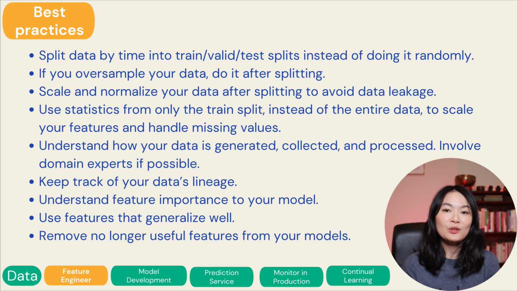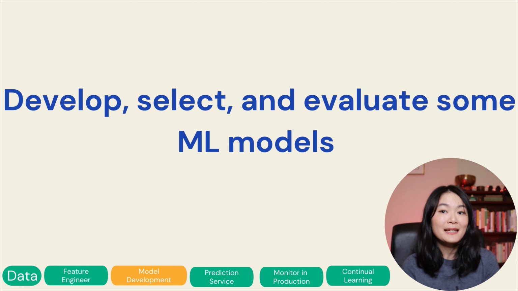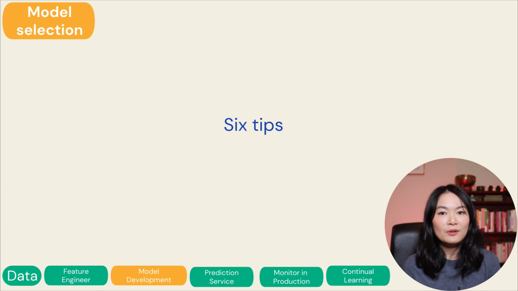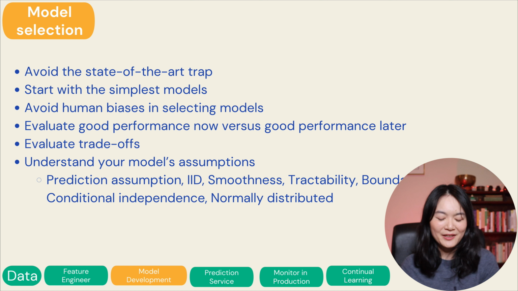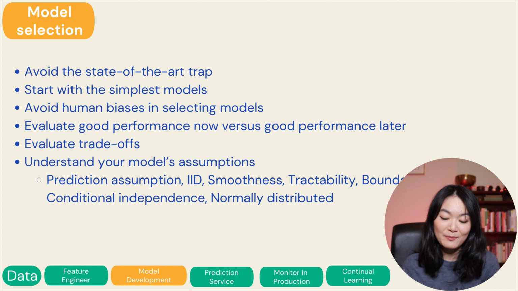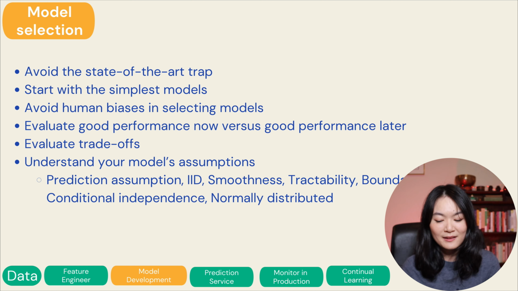So after creating your training data and engineering features, we can finally develop, select, and evaluate some ML models. There are 6 tips for model selection. I really like the first one. Avoid the state-of-the-art trap. A state-of-the-art often means that it performs better than existing models on some static datasets. It doesn't mean that this model will be fast enough or cheap enough or perform better for you. Start with the simplest models.